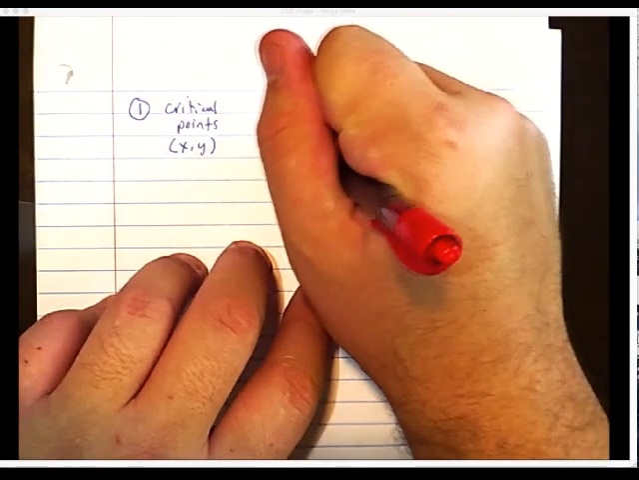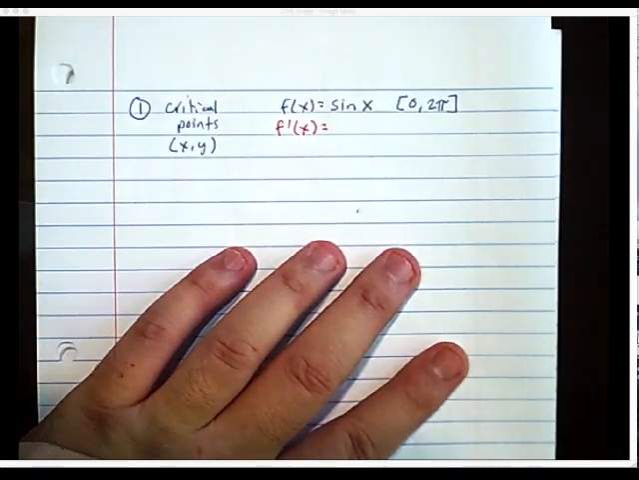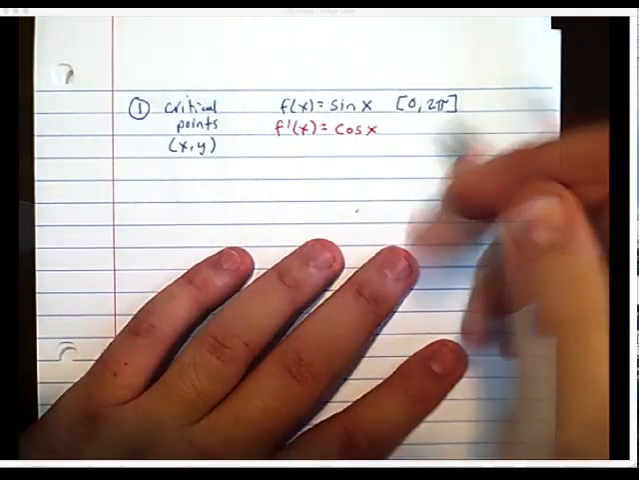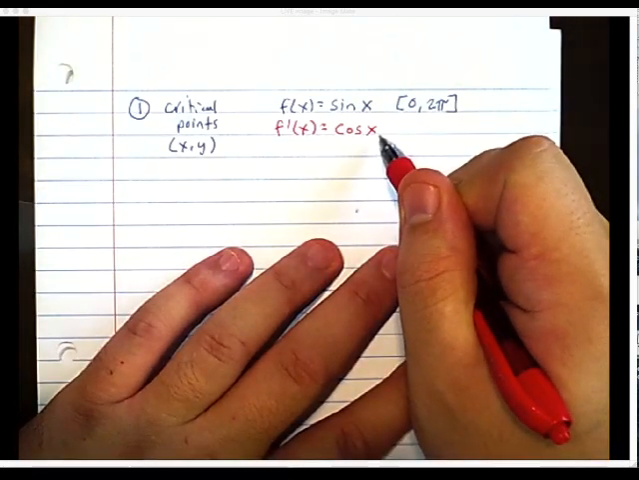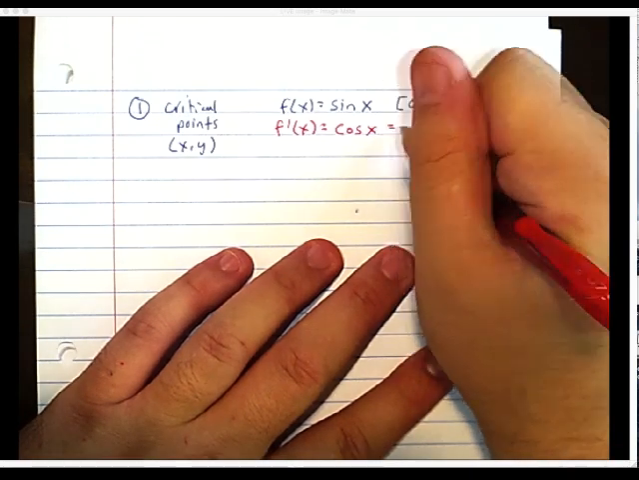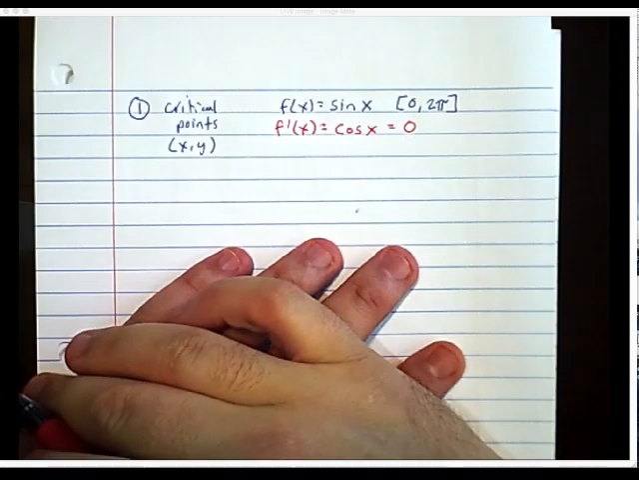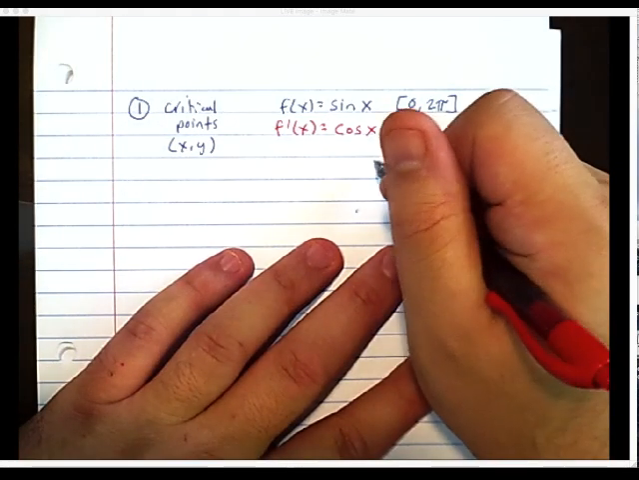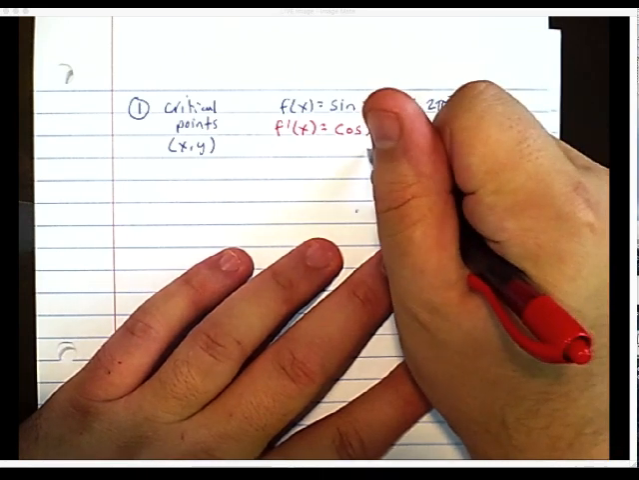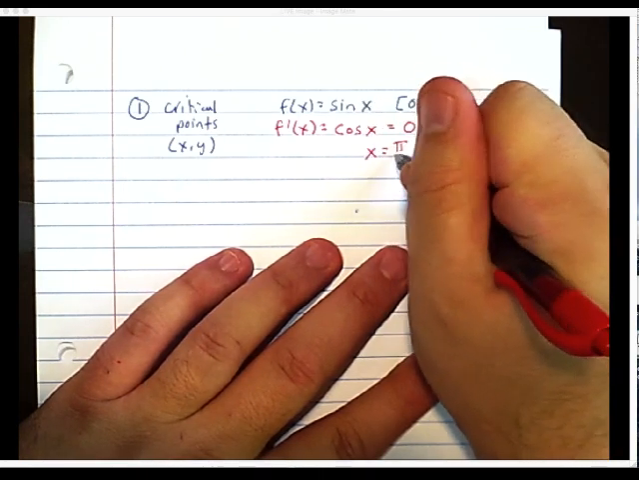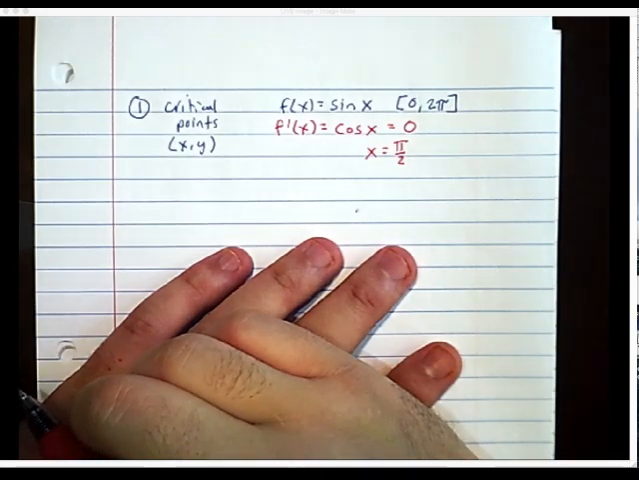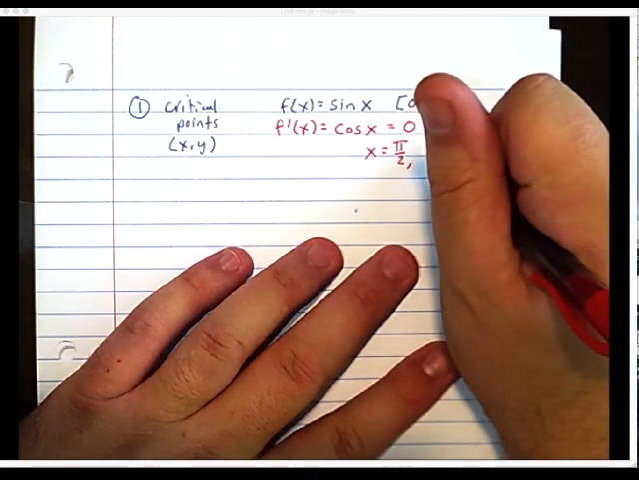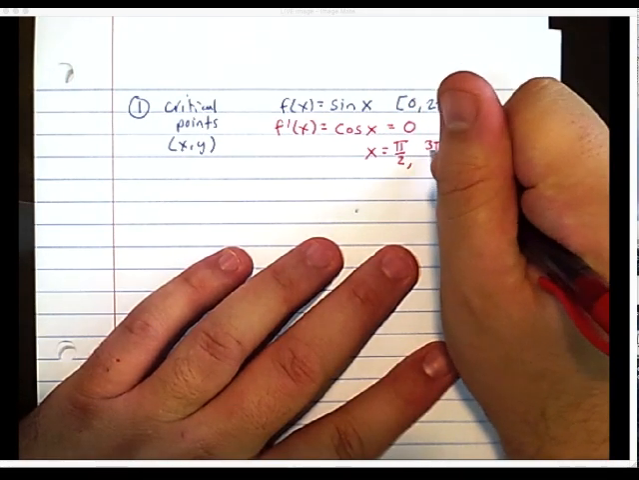So the first thing we do is take the derivative. So the derivative of sine is simply cosine. Cosine is continuous everywhere. Okay? It's never going to be undefined. So to find critical values, set it equal to 0. And now ask yourself, at what angles do I get a cosine value of 0? Well, that happens at 90 degrees, which we call pi over 2. Okay, and where else? At 270 degrees, which is 3 pi over 2.